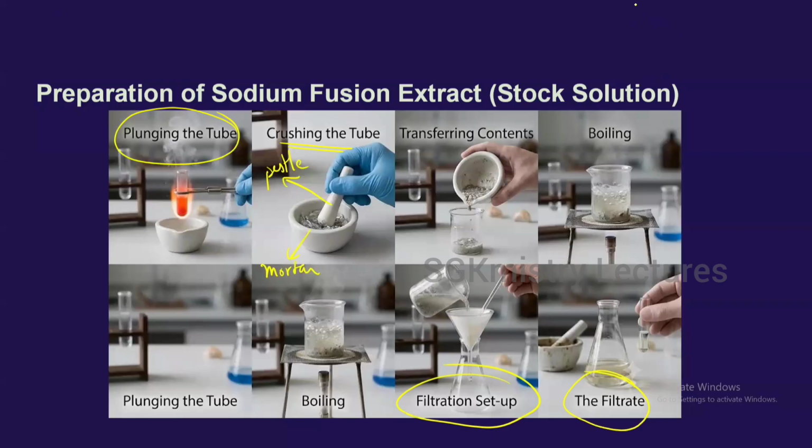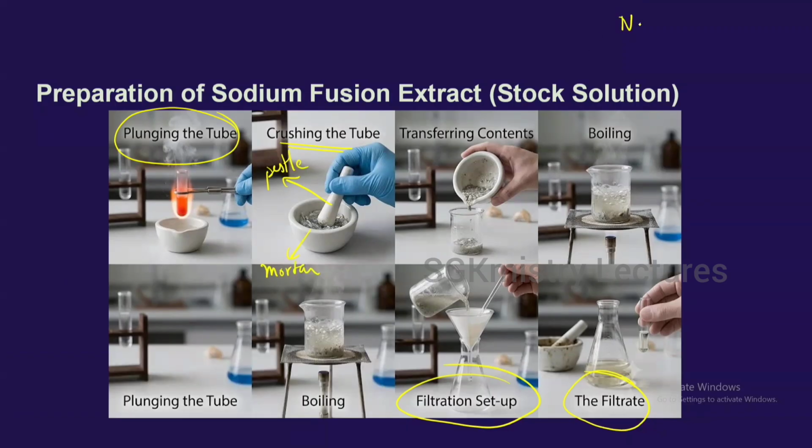First of all, as I already told, this particular step is carried out in order to convert the covalently bonded atoms to ionic. This step mainly converts the covalent compounds into ionic compounds. Whatever covalent bonds are there will be converted into ionic bonds so that the further test becomes easier, because ionic compounds react faster, so you get a faster result. For that sake, we prepare this sodium fusion extract, or this particular stock solution.